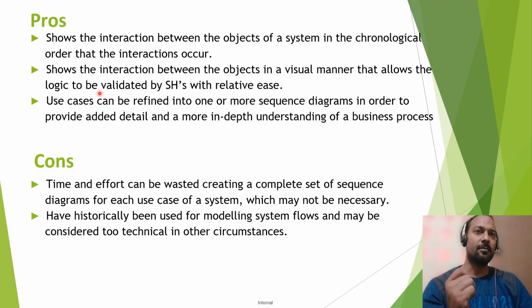So now what are the pros and the cons? The pros: it shows the interaction between the objects of a system in the chronological order that the interactions occur. It shows the interaction between the objects in a visual manner that allows the logic to be validated by stakeholders with relative ease. Use cases can be refined into one or more sequence diagrams in order to provide added detail and a more in-depth understanding of our business processes.